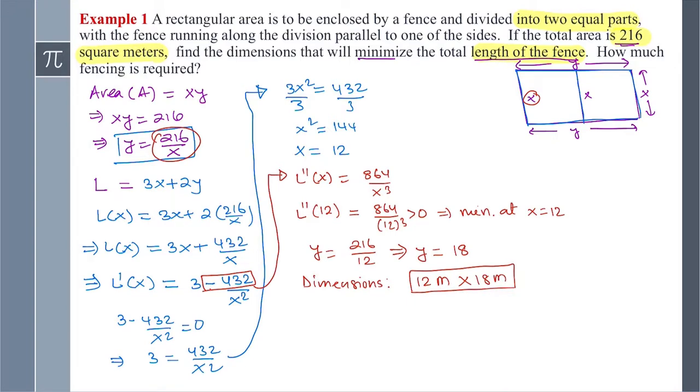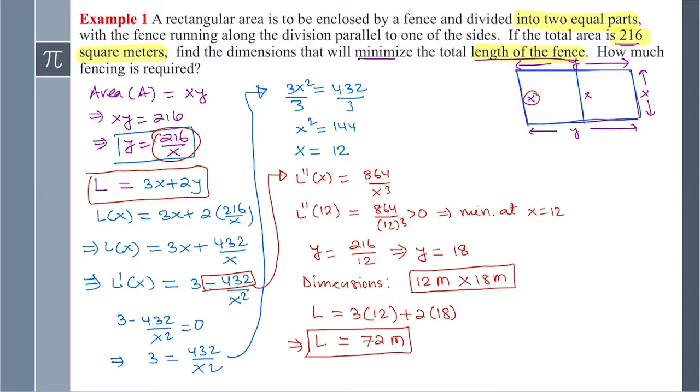Now we are also asked to find the length of the fence, how much fencing is required. So the length of the fence is given by this equation right here. So L equals 3 times x, which is 12, plus 2 times y, which is 18, and that gives us L equals 72 meters. So the length of the fence required to enclose that rectangle is 72 meters, and the dimension of the rectangle is 12 meters by 18 meters.